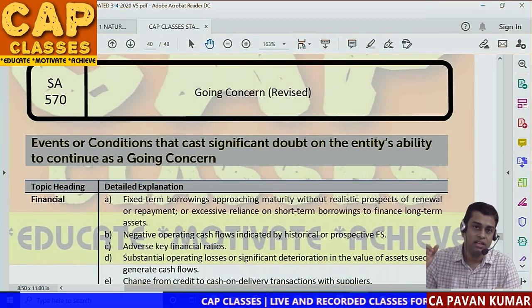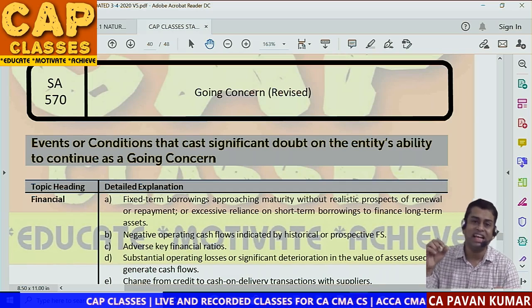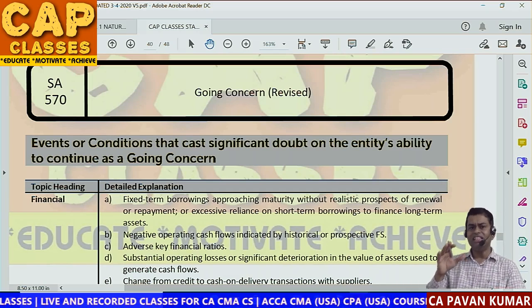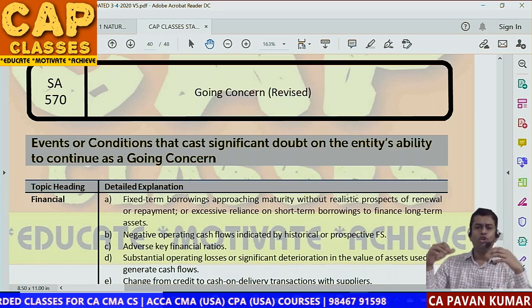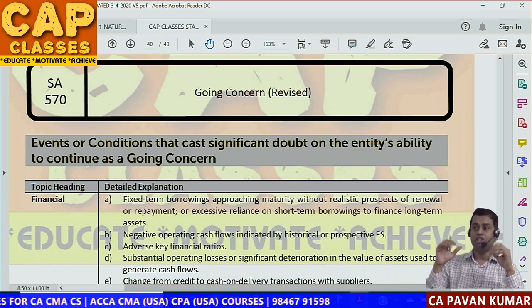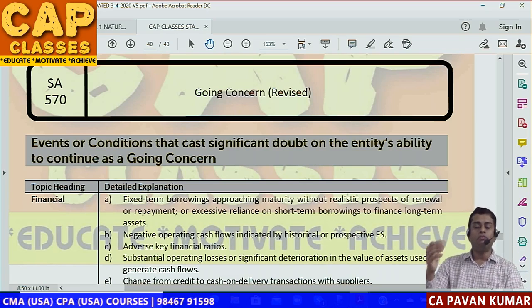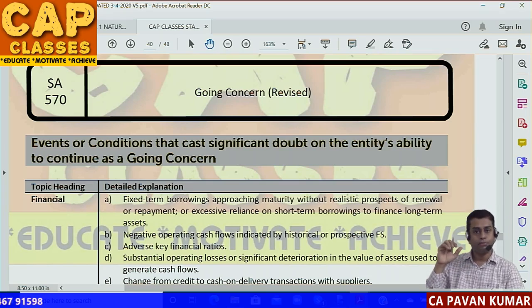We are discussing auditing standards. Today we are going to discuss SA 570, Going Concern. This is one of the very elementary standards. There is no nuclear science or Greek and Latin language in this. In Accounting Standard 1 itself, you know the meaning of going concern, and that going concern is one of the fundamental accounting assumptions.